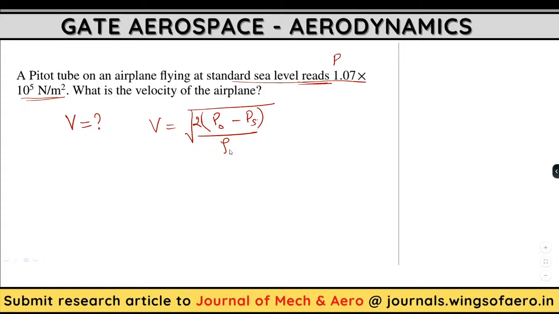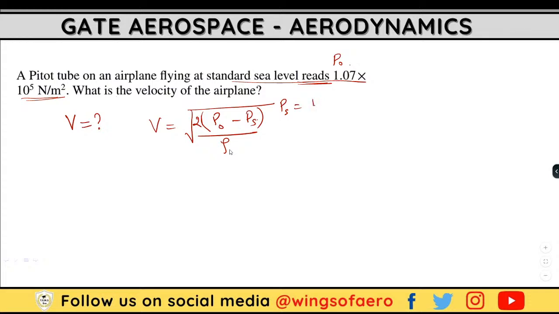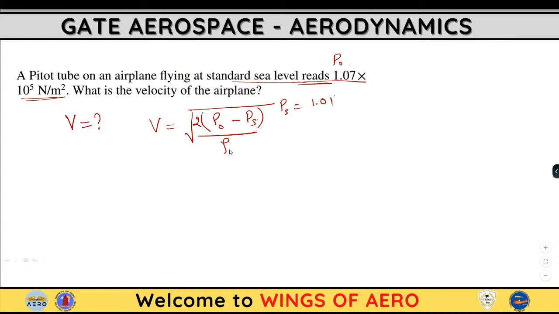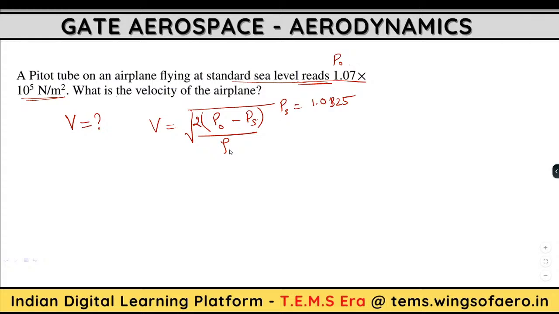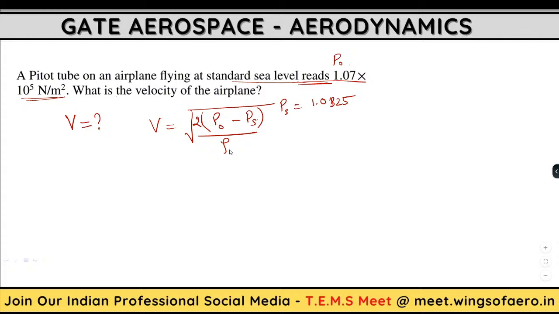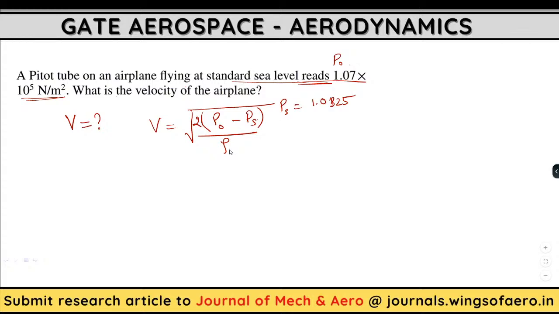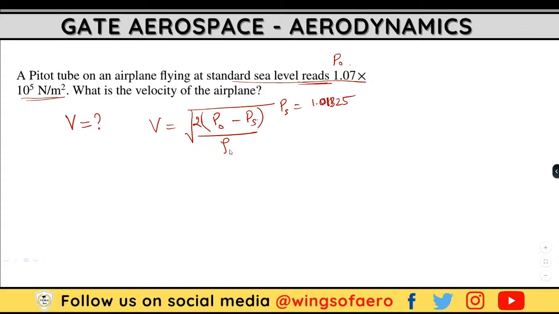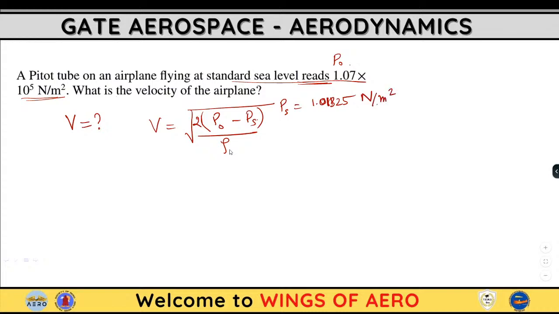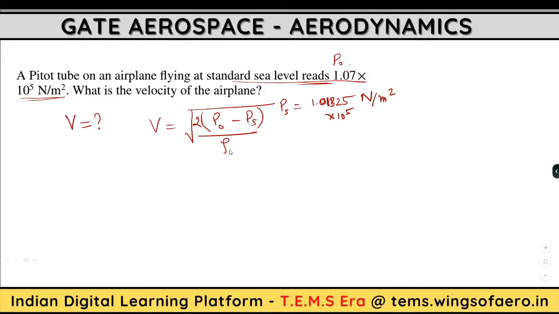That means if I have given the P naught value, then what is P static? The sea level pressure, 1.0325. Now you substitute the value. 1.0125. Now what is the density rho value?